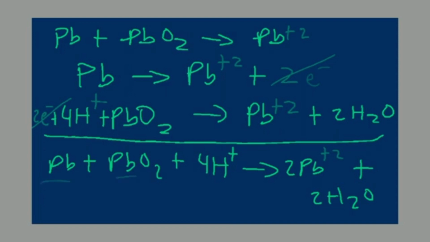So we can see that we have 2 lead atoms on both sides of the reaction. We have 4 hydrogen atoms, 2 oxygen atoms, and that's about it. The total charge on the left side is 4, and on the right side is 4. So everything is equal for this reaction. So that's it for this video.